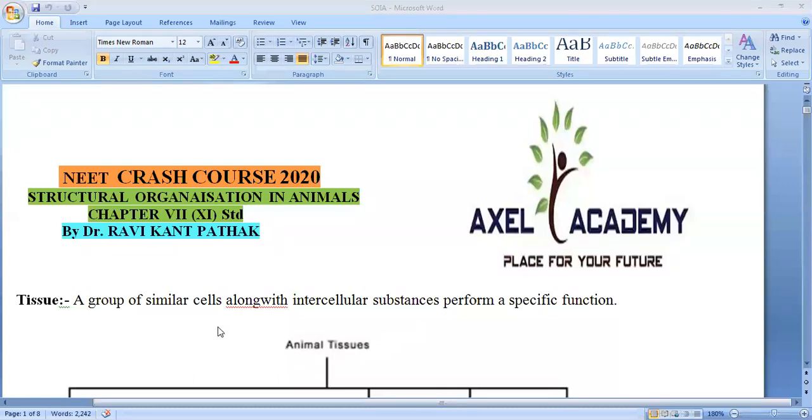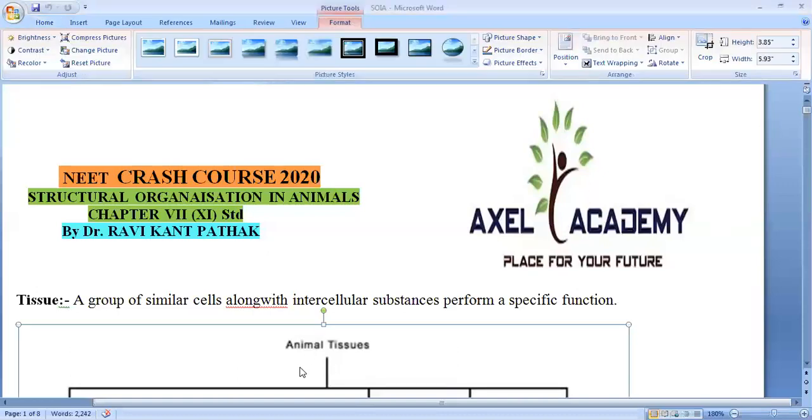In your NCERT book they have given three organisms, but in your NEET syllabus only the cockroach is included, so we will discuss the cockroach. The first topic is animal tissue. Now I am going to start, and I understand that everyone is following very sharply.